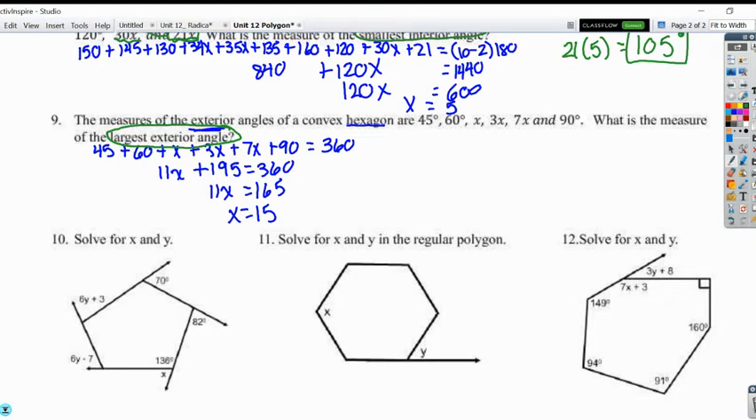We are asked to find the largest exterior angle. So I'm going to go ahead and plug into my variable. 7x would probably be the largest variable. Let's find out if that is bigger than any of our constants. And it turns out that 7 times 15 is 105. That is bigger than the 90 we had, so 105 degrees is the largest angle.